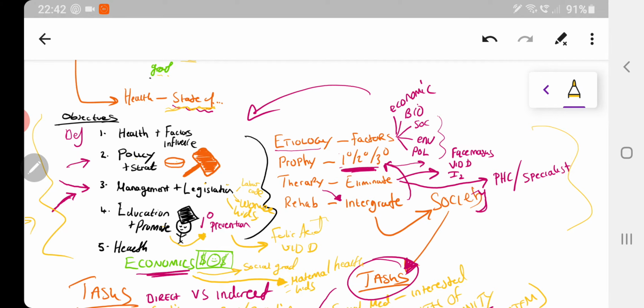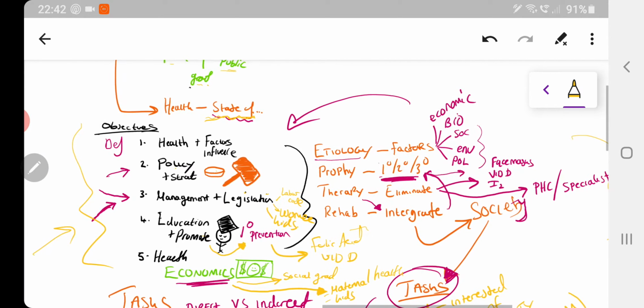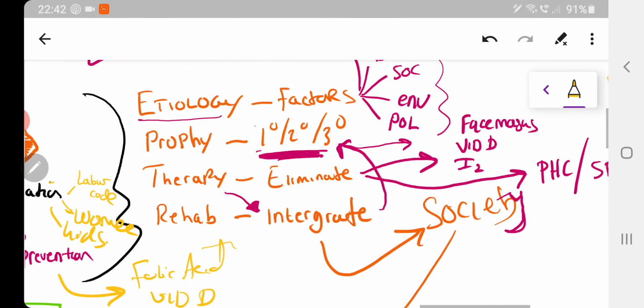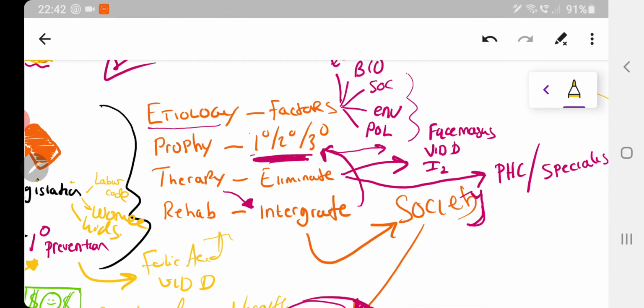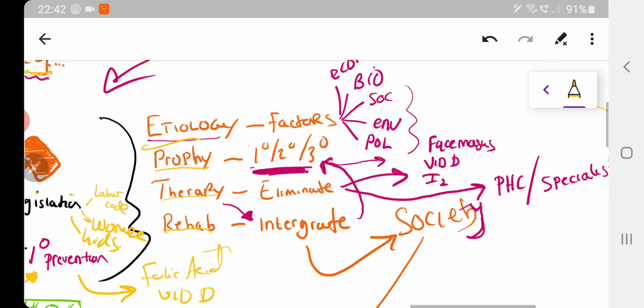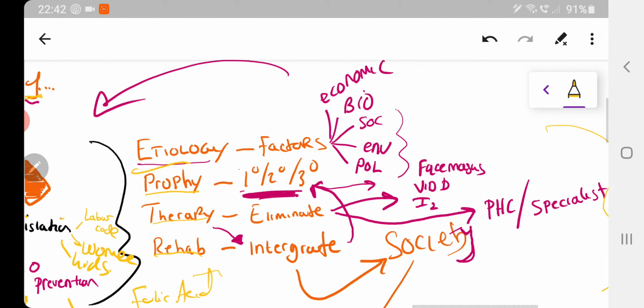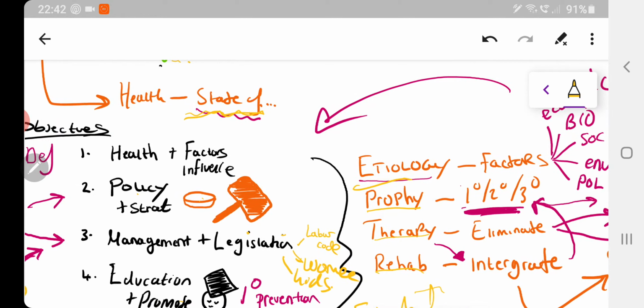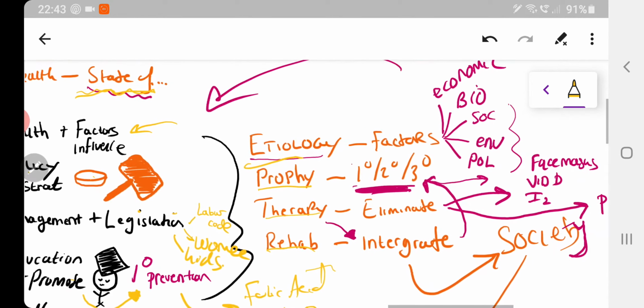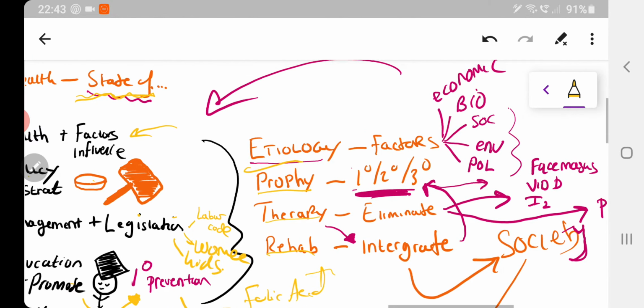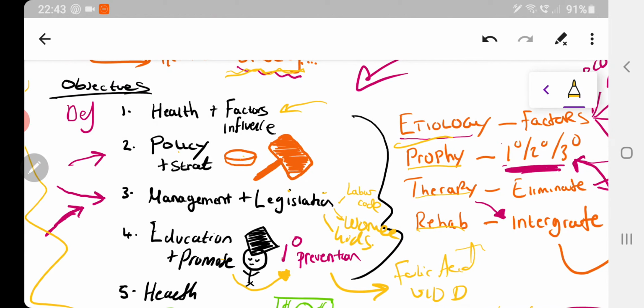That was the first possible list of objectives, but this one could also be as well. So you can have etiology, prophylaxis, therapy, and rehabilitation. Etiology, so we're trying to look at the factors which affect health. Guess what is the same as this? Prophylaxis, primary, secondary, tertiary, guess what? It's the same as this thing here. Education, promotion.